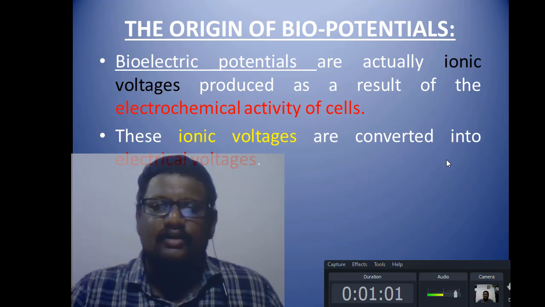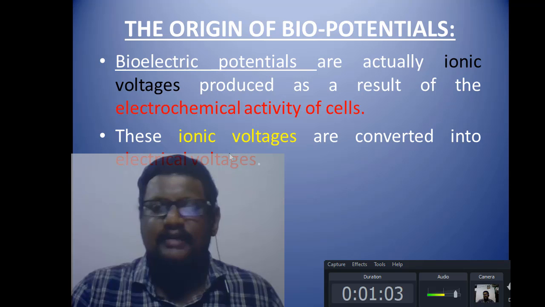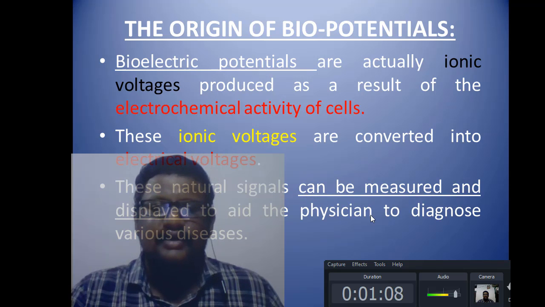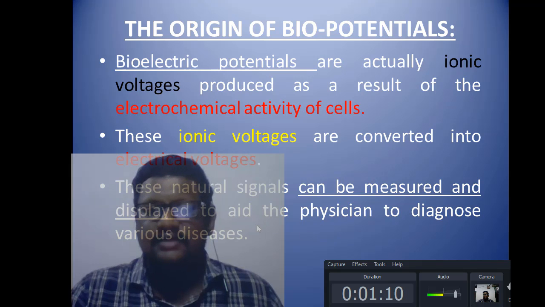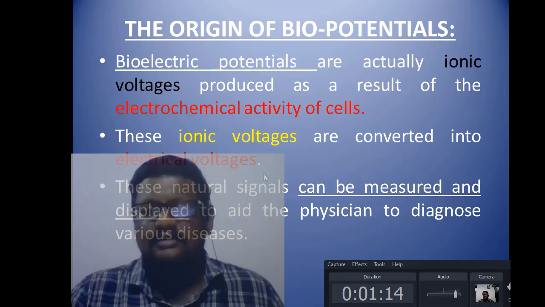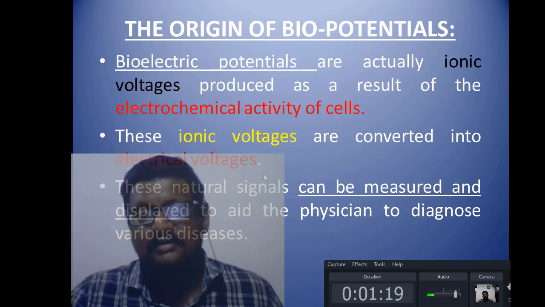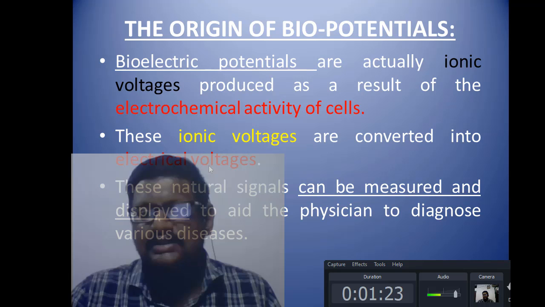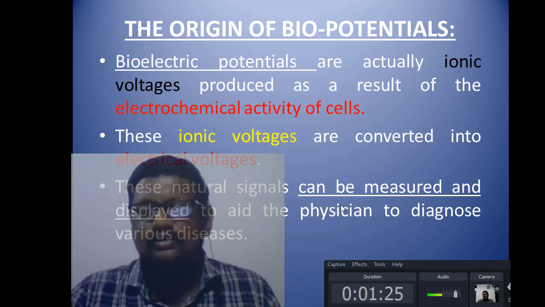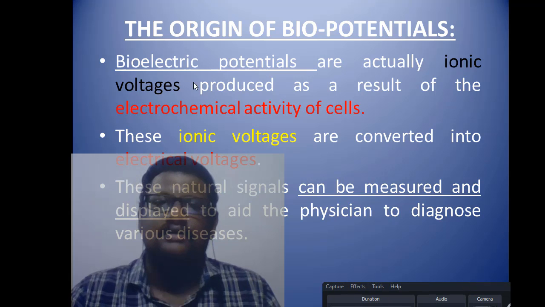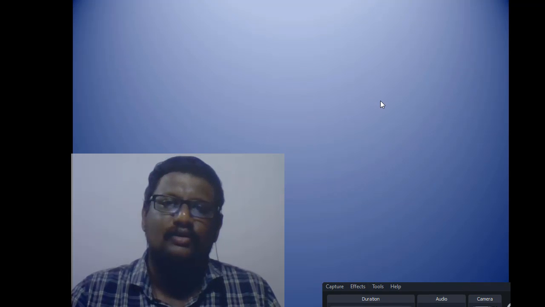These ionic voltages are to be converted to measurable electrical voltages. The natural signals can be measured and displayed to aid the physician to diagnose various diseases. So these electrical voltages are useful for identifying diseases. That's what we are going to see in ECG, how they diagnose. The amplified ionic voltages are called electrical voltages. So ECG as an electrical voltage is finally useful to identify the normality and abnormality of the heart. That is the origin of biopotentials, introduction.